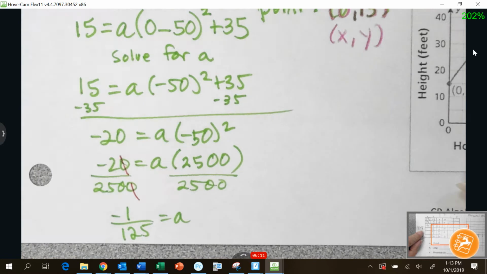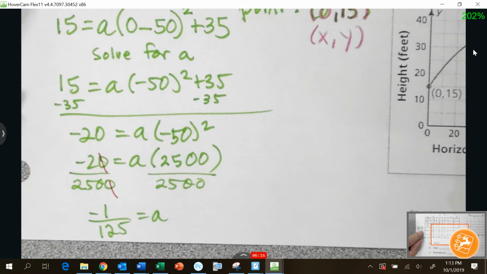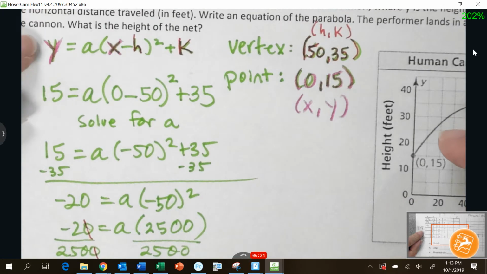What's it say that we're trying to find? Well, that's the second part. What's the first part we're trying to find? We need the equation. So I found the A value. So I'm going to go back to, what's this called? Vertex form. I'm going to go back to vertex form.